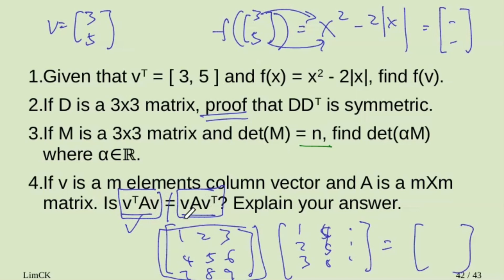If you can find this, you cannot find this. But if you can find this, you cannot find this, because of dimension. It depends on whether V is a column vector or a row vector. Either this or this is the only one you can find, of course if m is greater than 1.